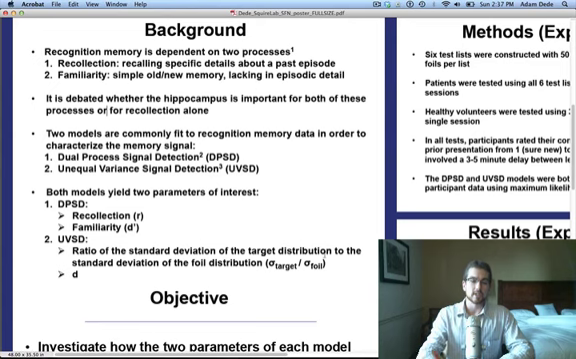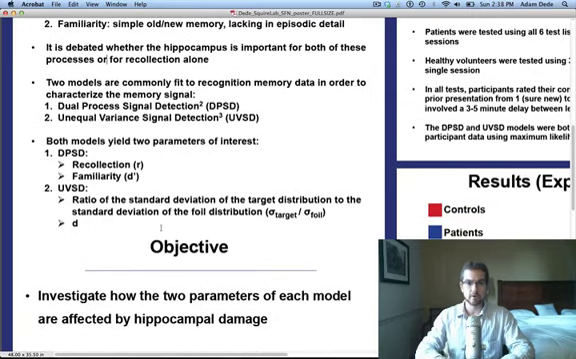And so, like I just said, both of these models produce two parameters of interest. The dual process signal detection model produces direct estimates of recollection and familiarity. And the UVSD model produces an estimate of the ratio of the standard deviation of the target distribution to the standard deviation of the foil distribution, or sigma target over sigma foil, and d, just the distance between those two distributions. And so it's not really important to try and understand exactly what those models are trying to say.